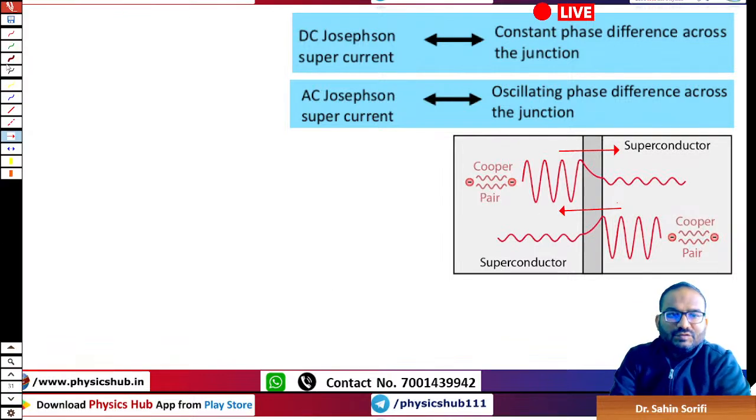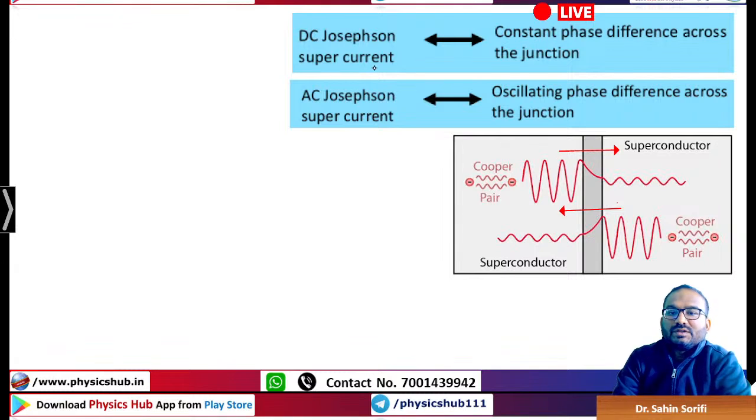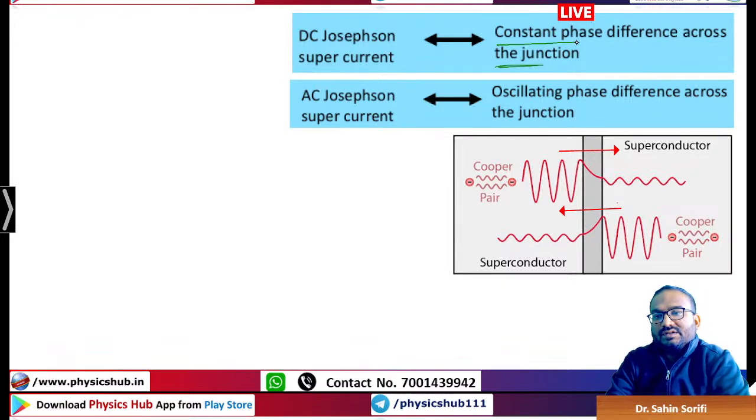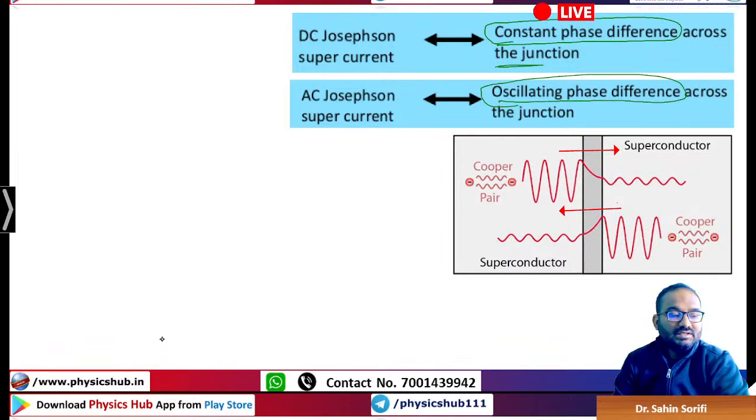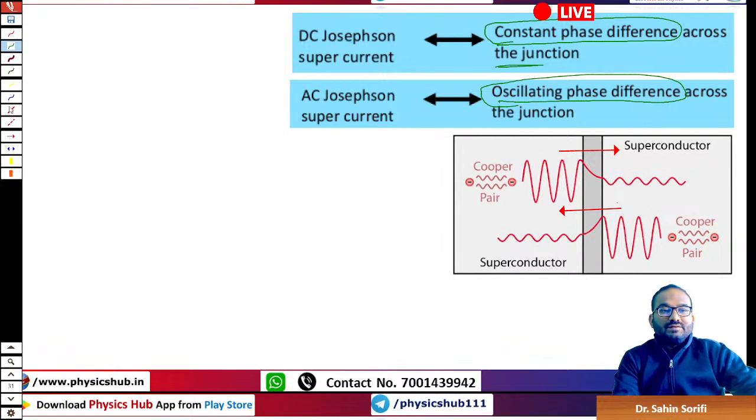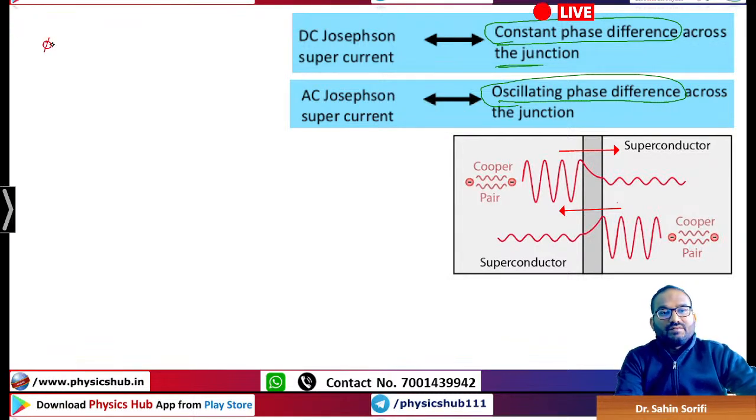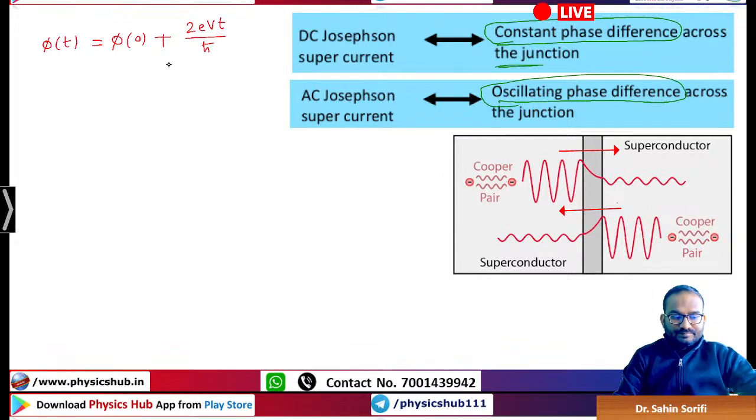Right. So DC Josephson junction supercurrent: constant phase difference across the junction. Remember this, the phase difference across the junction will be constant. For AC Josephson junction, oscillating phase difference across the junction. So the phase difference phi of t is given by phi 0 plus 2eVt by h cut.